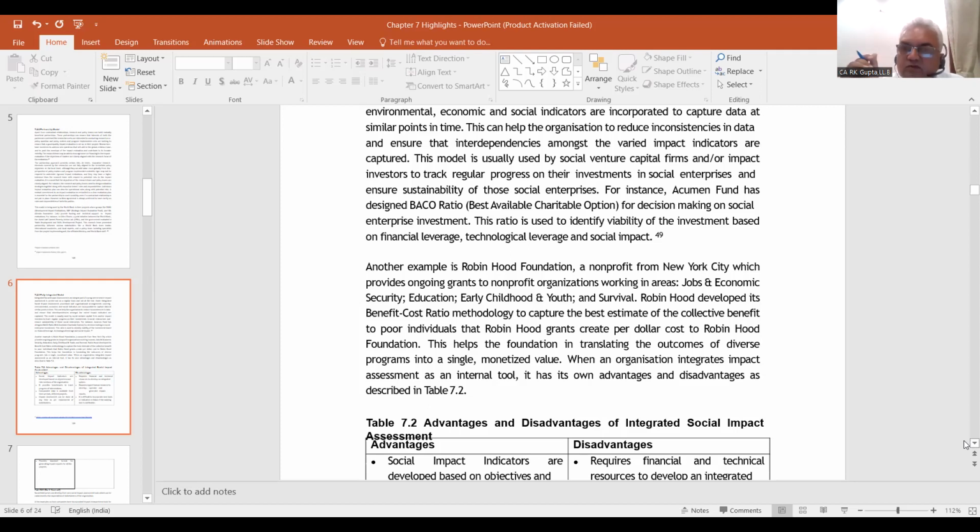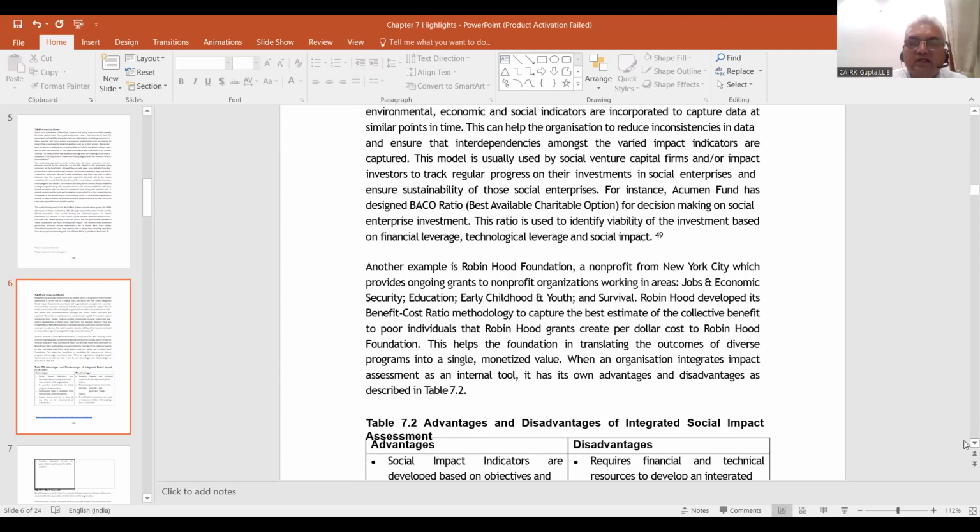Another example is Robin Hood Foundation, a non-profit from New York City, which provides ongoing grants to non-profit organizations working in areas of jobs and economic security, education, early childhood and youth. So they are giving grants, ongoing grants. This is Robin Hood Foundation.